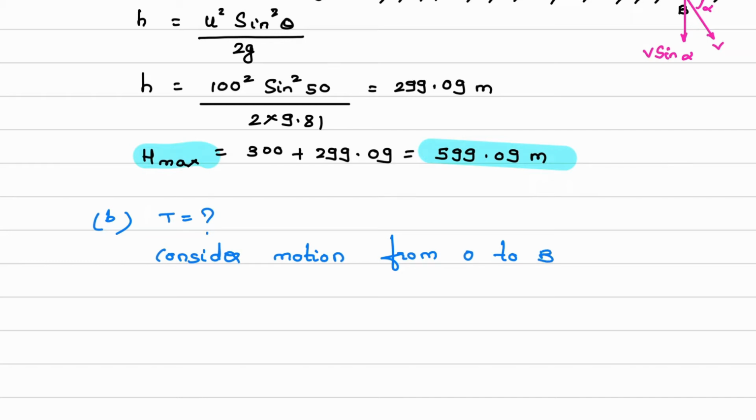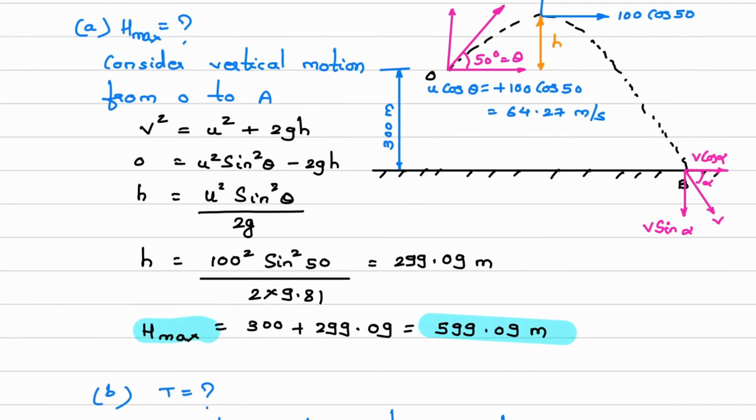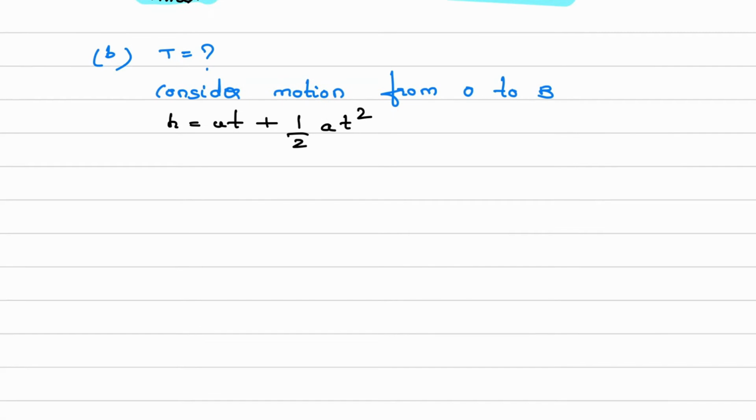In this case, we'll use h is equal to ut plus half at square. So this is s is equal to ut plus half at square, and height. Now here be careful. This is origin point O, the point of projection. Now the point of target is below this point, so this height will be minus of 300. Remember the sign convention which we had seen in theory lecture.